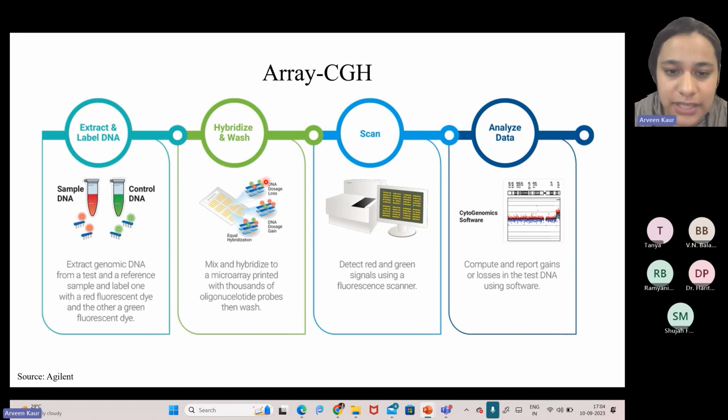So over here you can see that there could be equal hybridization, where one of the control sample hybridizes and one of the DNA sample hybridizes, or there could be DNA dosage gain where more of sample DNA is hybridizing and less of control DNA is hybridizing, or there could be a loss wherein more of control is hybridizing and less of sample is hybridizing. And then we will basically detect these changes via scanning this. Okay, so we will detect the red and the green signals using a fluorescence scanner, and then we will analyze this data using different tools, such that we compute and report the gains or losses in the test DNA using software.